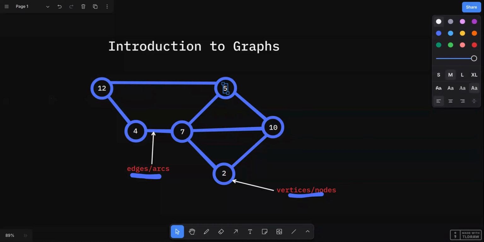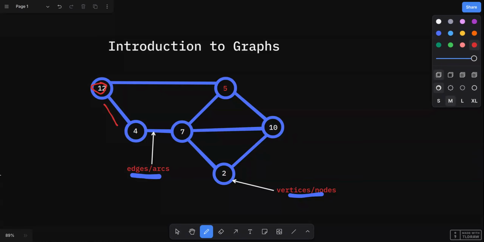Vertices are the units in the graph that represent the entities or the objects that we talk about here. So, for example, in our case here, we have 12. This 12 qualifies as a vertex. Then the line between, let's say, 12 and 4, that is an edge. As you can see here, think of an edge again as just a friendship or connection between two or more people.